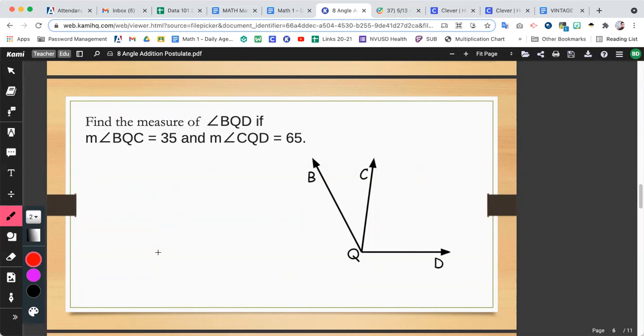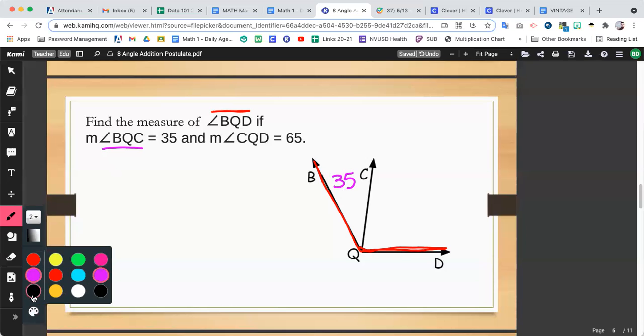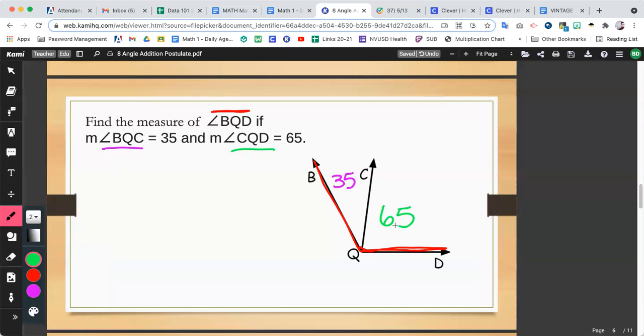Okay, let's read through this. It says, find the measure of angle BQD. Okay, so BQD, I'll do this in red. BQD is the big angle right there, that whole angle. It says if the measure of angle BQC, I'll do that in purple, BQC is 35. And CQD, I'm going to run out of colors. I hate that you can only have 3 colors up here at a time. CQD is 65.